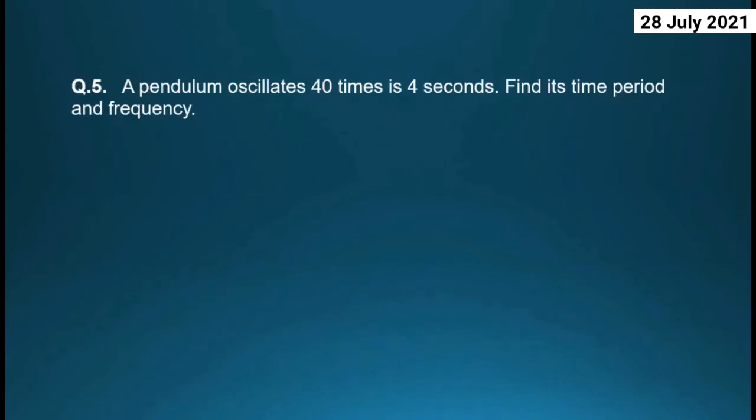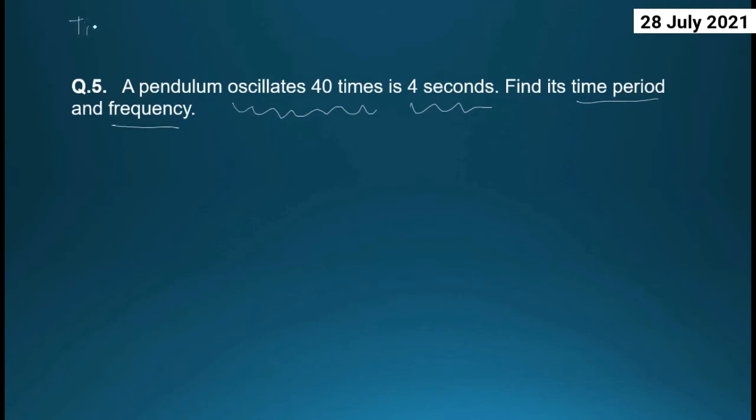A pendulum oscillates 40 times in 4 seconds. Find its time period and frequency. Well, a pendulum oscillates 40 times in 4 seconds. Find the time period as well as the frequency. So before we start calculations of time period and frequency, we shall see what a time period is.